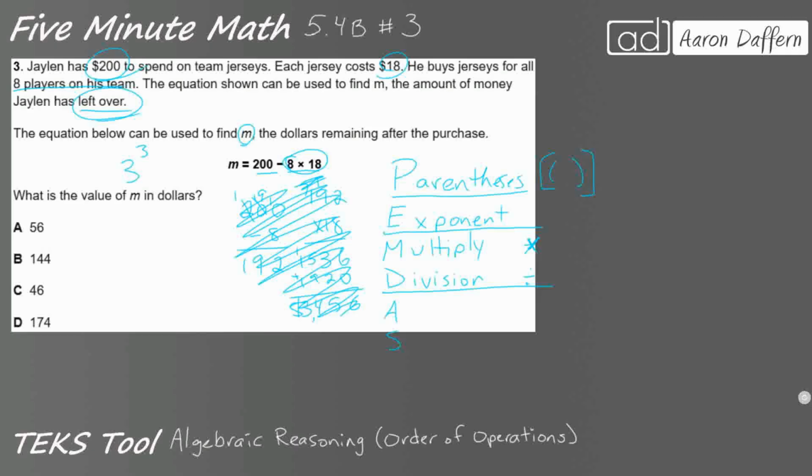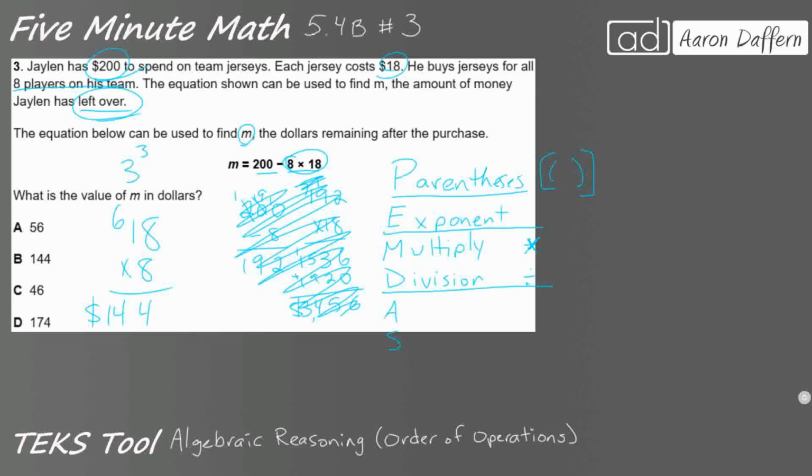So let's figure out $18 per jersey for 8 players. Well, that makes sense. All right, let's go ahead and multiply 18 times 8. Let's see how much those jerseys actually cost. So that's going to be 464. 8 times 1 is 8. Add the 6. We're at 14. All right, that makes sense.